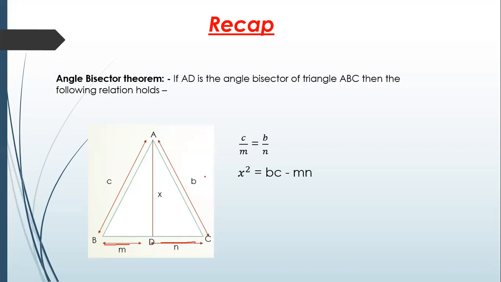Now the angle bisector theorem simply states that C by M is equal to B by N. And also the length of the angle bisector AD, let it be X, can be determined by the formula X square equals BC minus MN. And we also did some amazing questions on the angle bisector theorem in the first class. So let us move forward.